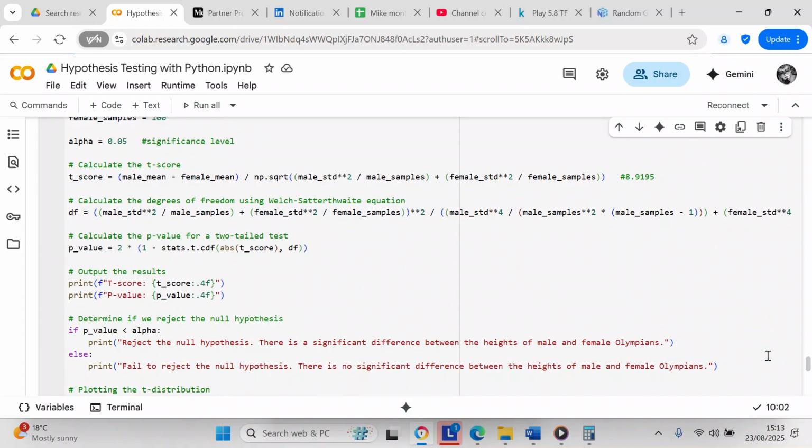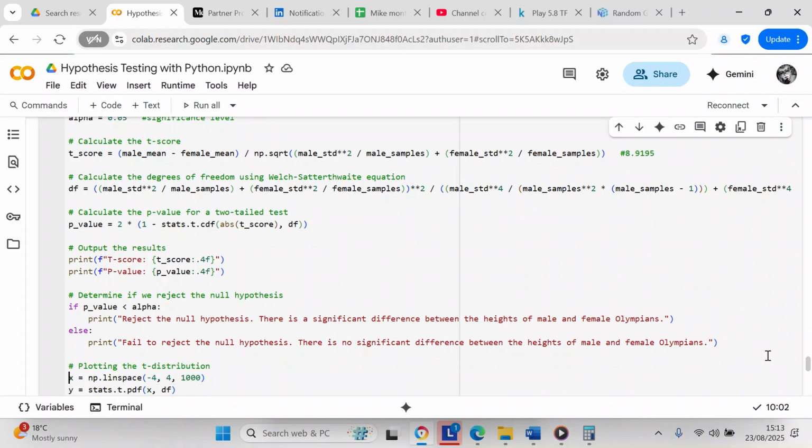And then we're going to analyze the alpha and the p-value. So your alpha is 0.05. If your p-value is less than 0.05, you're going to reject the null hypothesis. There is a significant difference between the heights of the male and female Olympians. If the p-value is greater than the alpha of 0.05, you're going to fail to reject the null hypothesis, because there is no significant difference between the male and female Olympians.